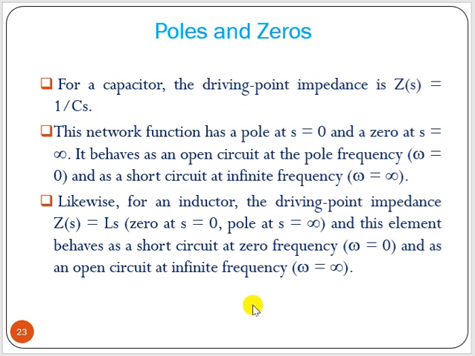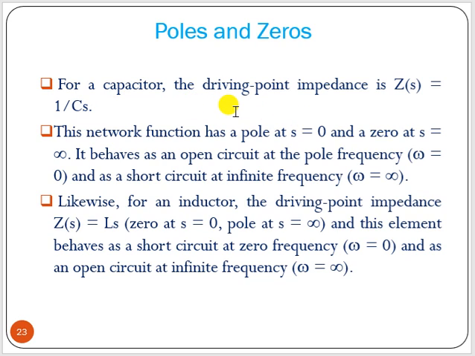Okay, now say for example, for a capacitor, the driving point impedance is Zs equal to 1 by Cs. Now in this network, it has a pole at s equal to 0, 1 by Cs, pole at s equal to 0.